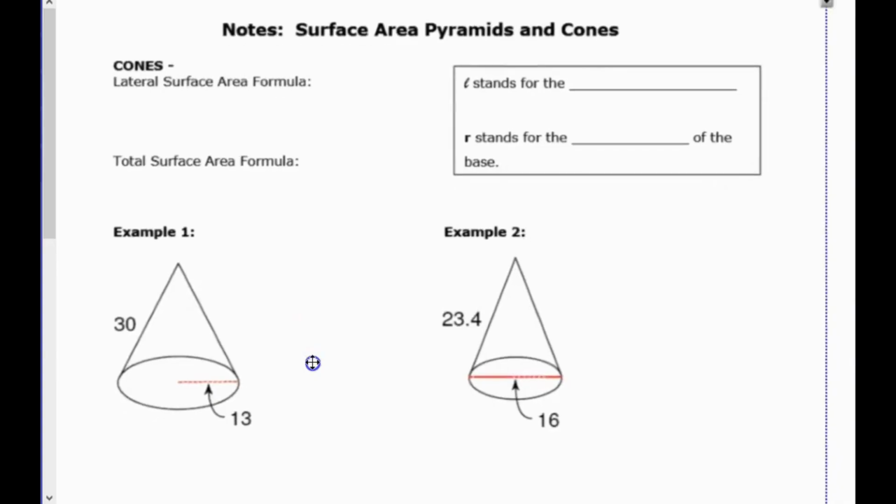Let's talk about this. All right, so it says cones, lateral surface area. Just like last time, we're going to have lateral and we're going to have total surface area formulas, okay?